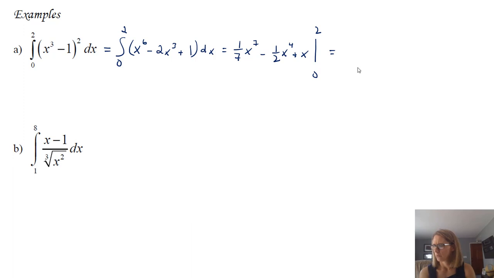I do not know what 2 to the 7th is off the top of my head. Is it 128? 2 to the 7th, yes, 128. So we have 128 over 7. We have minus 2 to the 4th, which is 16, divided by 2, which is 8, plus 2. And you'll notice in a case like this, when you subtract f of a, you're just plugging in 0 here, here, and here, and that's just 0. Well, I have 86 over 7.